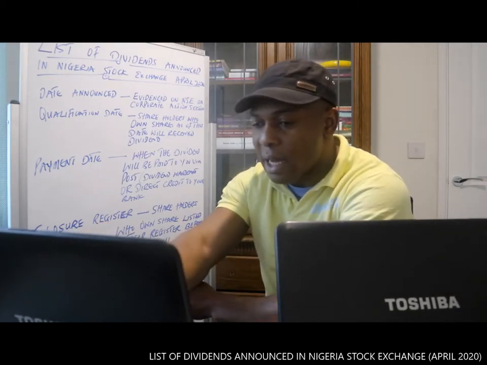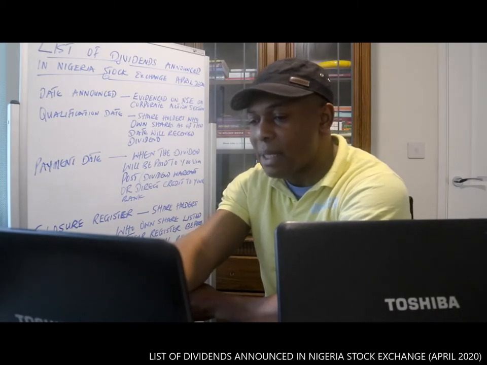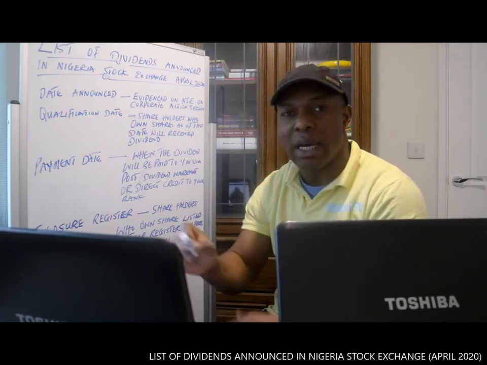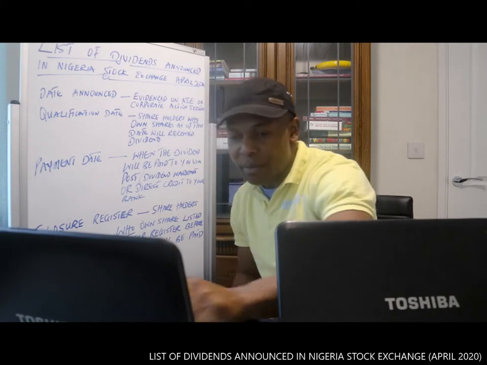So their closure is 15th April. Annual general meeting is 30th of April. Their payment is 30th of April, but the closure of register is 14th. So to get Access Bank dividend, you need to buy that share before 14th April.